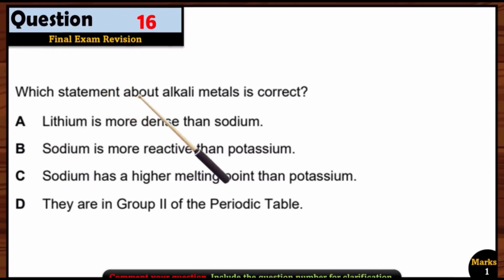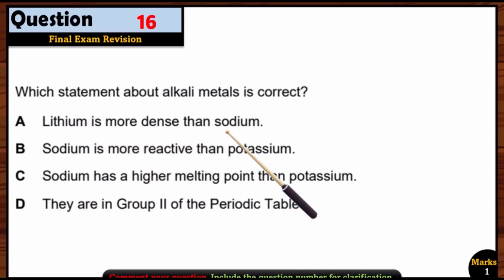Question 16. Which statement about alkali metals is correct? Let's see one by one. Alkali means they are talking about group 1 metals, okay? Alkali metals are group 1 metals, whereas group 2 metals are called alkaline earth metals. So it means they are asking about the first group, okay? Lithium, so D option, of course, is wrong now. So now let's see A, B, and C.